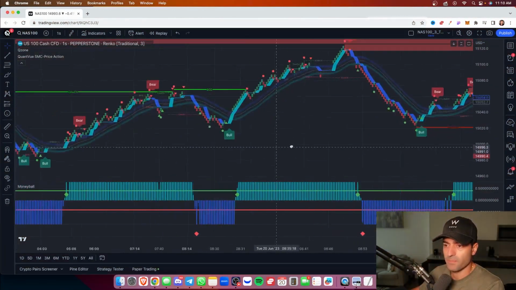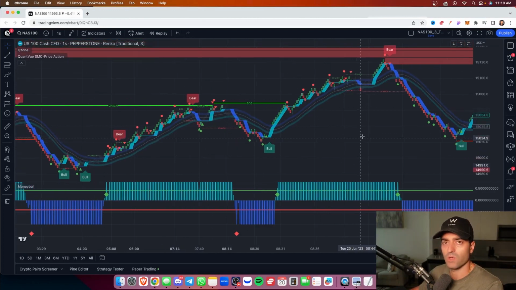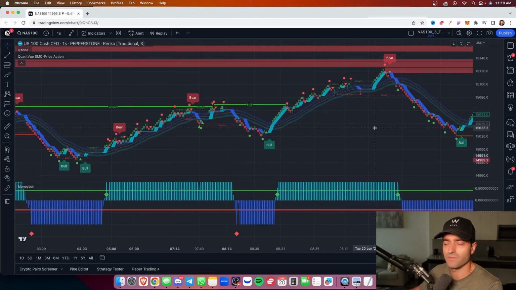So let's take, for example, this was this morning. We're looking at the NASDAQ 100. We have these chart layouts. Once you sign up, you get these exact chart layouts with your QuantVue membership, so that way all the settings are configured right away.